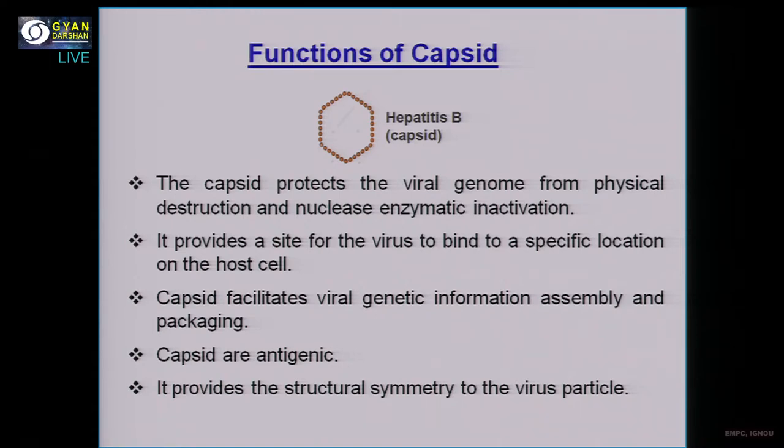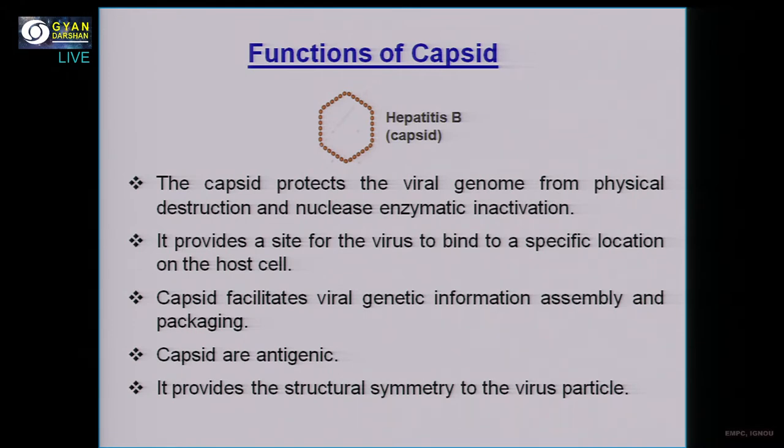The capsid facilitates viral genetic information assembly and packaging. So in viral packaging, the role of the capsid is very important. Capsids also provoke the immune response. You can take the example of COVID-19. There are spike proteins, or spike projections. It is a specific type of protein; you can say it is a capsid. They are antigenic and able to provoke the immune response inside the body.